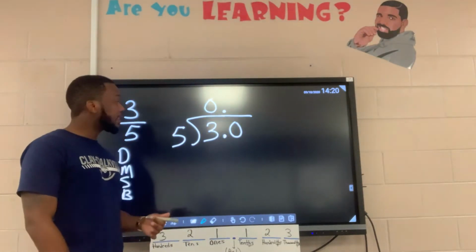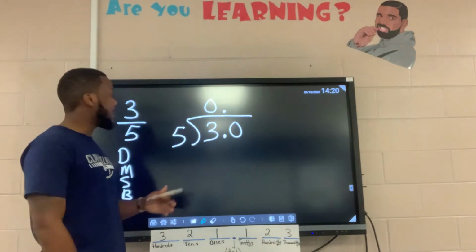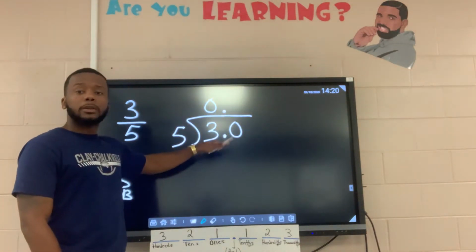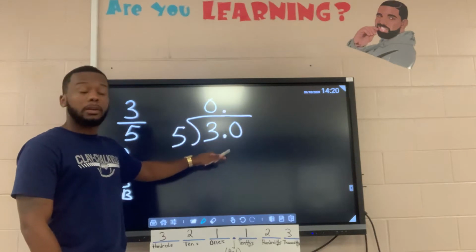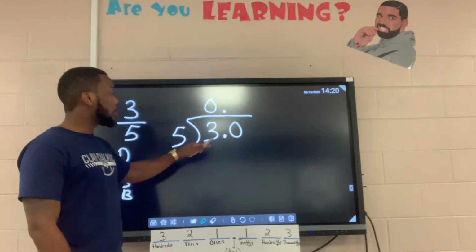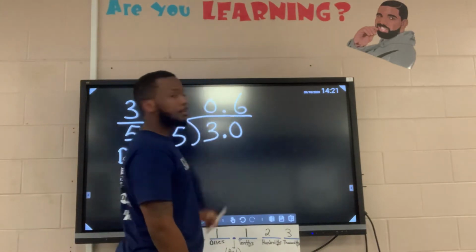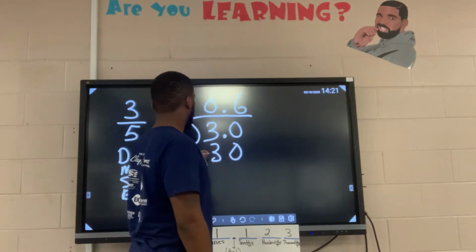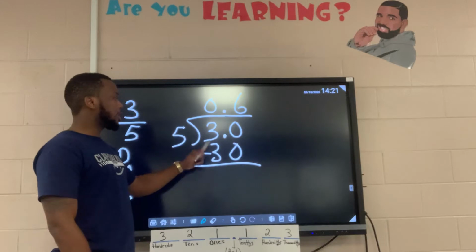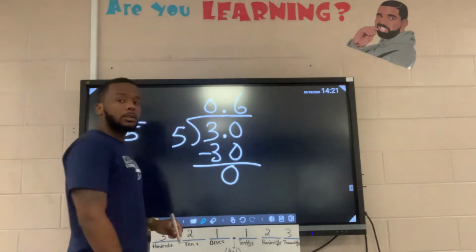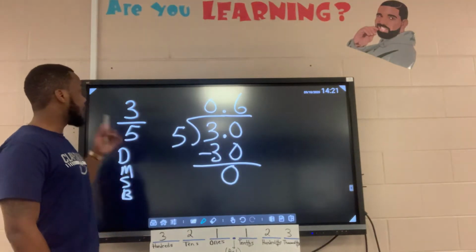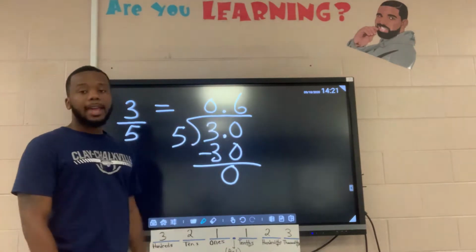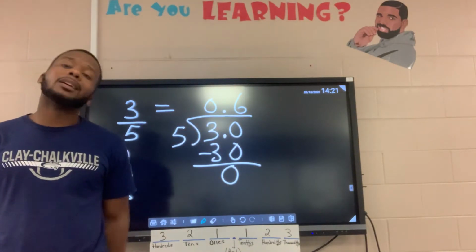So now, instead of looking at it as how many times can 5 go into 3, we're now looking at it as how many times can 5 go into 30. We're going to pretend that the decimal is no longer there. So we know that 5 can go into 30 6 times, because 6 times 5 will give me 30. My next step is to subtract, and 30 minus 30 will give me 0. So I know that if I change the fraction 3/5 into a decimal, that answer will be 0 and 6/10. Let's look at another one.